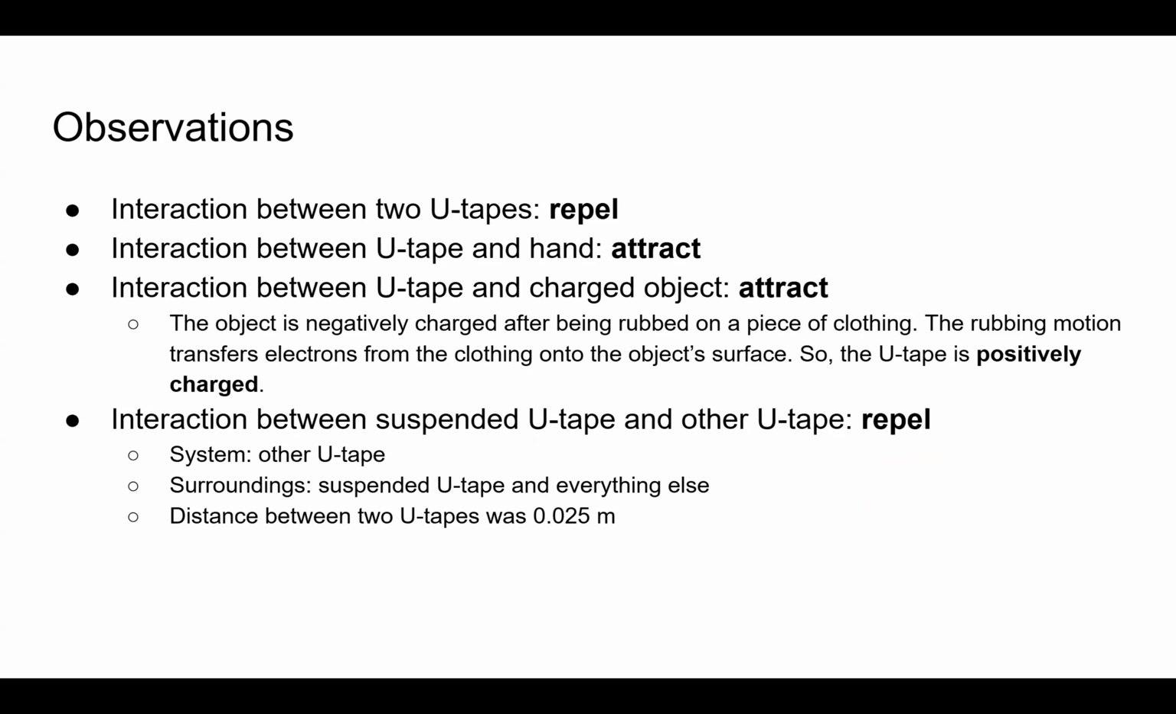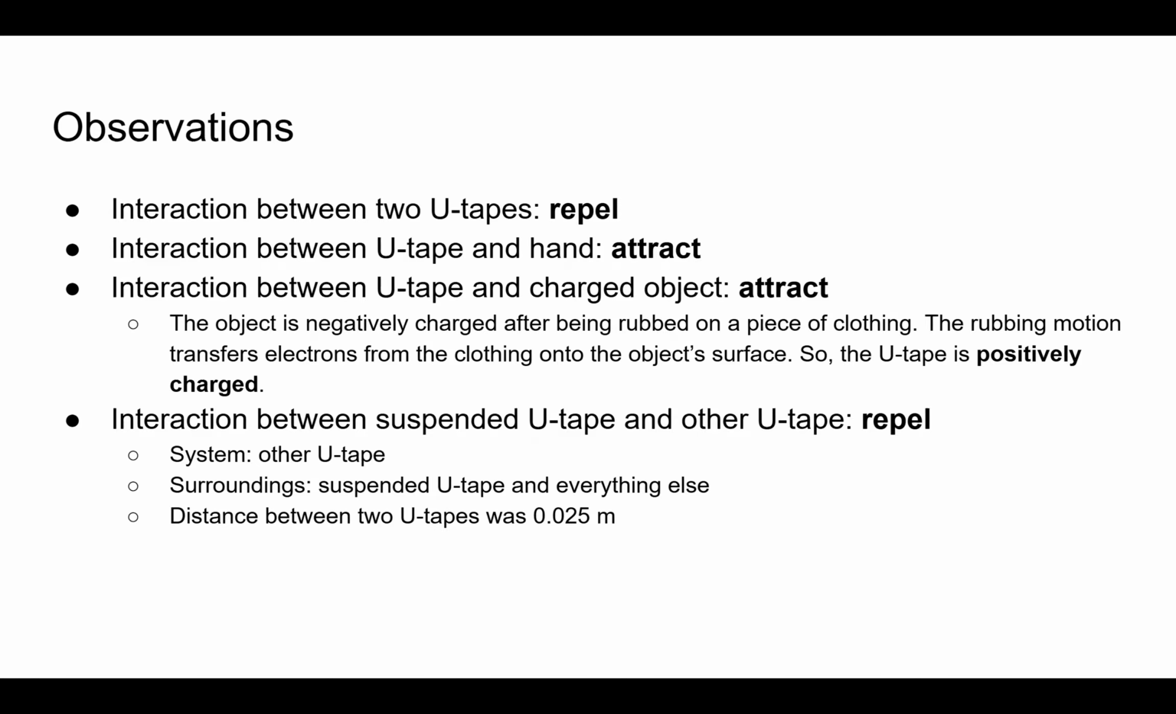So some observations. We found that the interaction between two U-tapes repelled, the U-tape in the hand attracted, the U-tape and the charged object also attracted. The object was negatively charged after being rubbed on the piece of clothing, so the rubbing motion transferred the electrons from the clothing onto the object's surface, so we can conclude that the U-tape was positively charged. And then the suspended U-tape and the other U-tape repelled each other. So the system was the other U-tape, and the surroundings were the suspended U-tape and everything else. And distance between the two U-tapes was 0.025 meters.